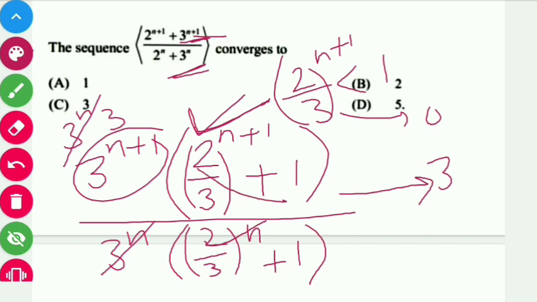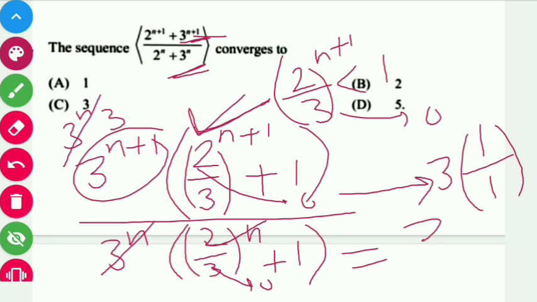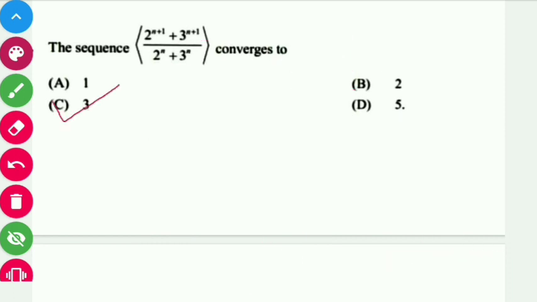So 3 raised to n will get cancelled with this, and 3 is a constant. This tends to 0, this tends to 0. So this is just 0 plus 1, 1 divided by 0 plus 1 is 1. So this limit is just equal to 3. So this C option is the correct option. So let us solve the next question.